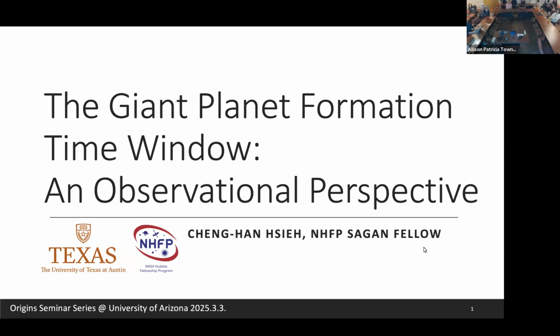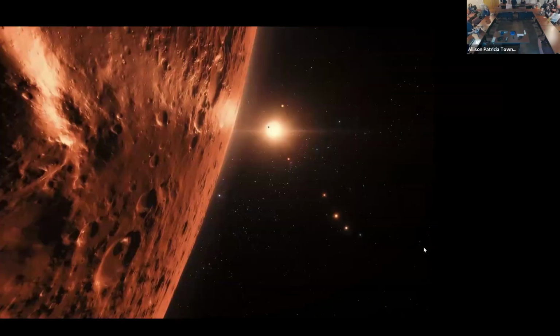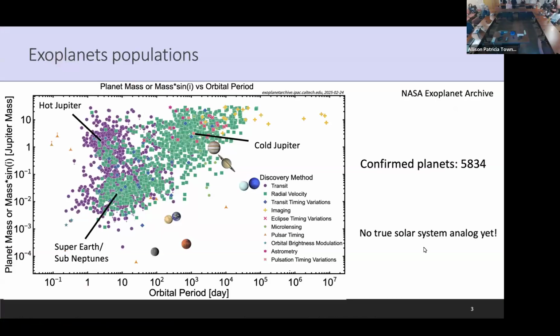So today I will talk about the giant planet formation time window from the observational perspective. One of the big questions in astronomy is to search for exoplanets outside our solar system. Until last week, TESS and Kepler have detected around 5,800 planets.